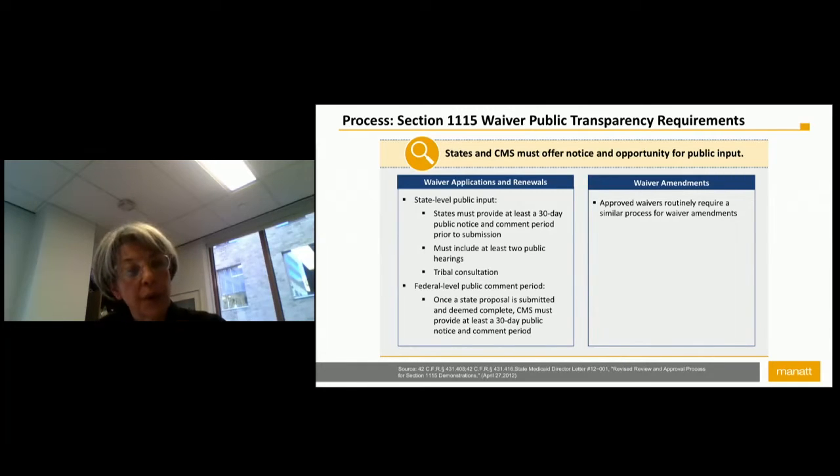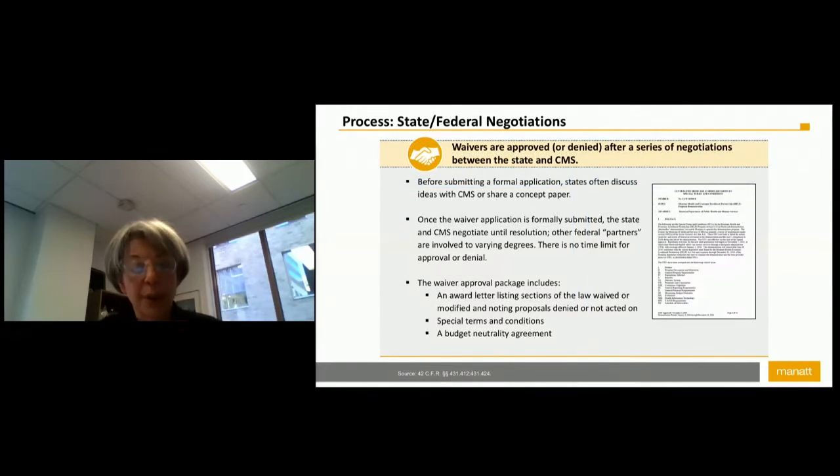So there is both a public comment process, so the waivers have to be posted at the state level, and an opportunity for comment and hearing at the state level before the state can submit a waiver to the federal government. And then once the state submits it to the federal government, there is a public process and comment period at the federal level. So with that, let me turn it over to Jennifer Ryan, who will take you into a bird's eye view of California's waivers.